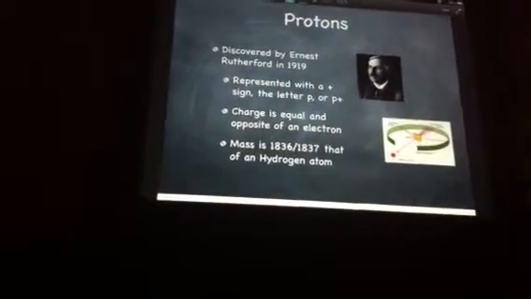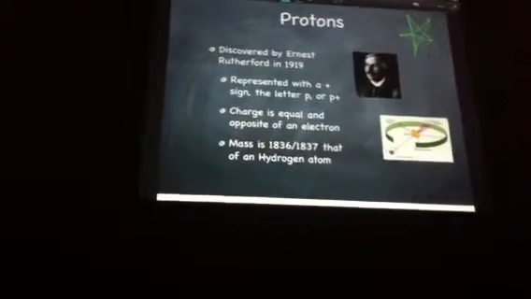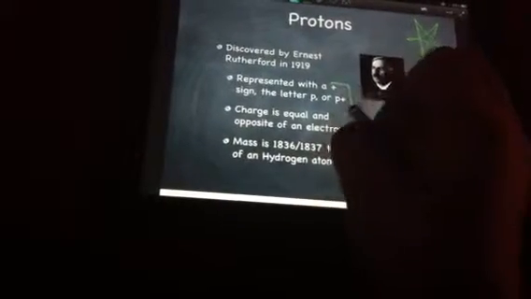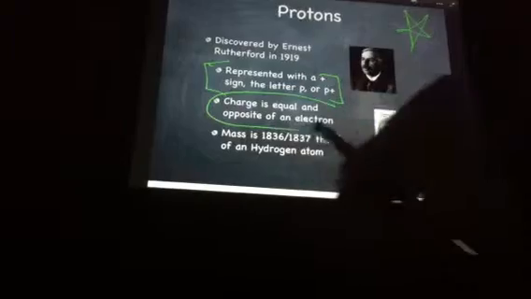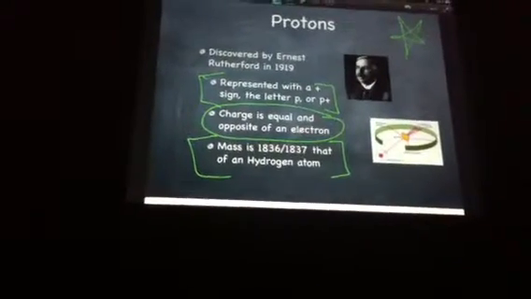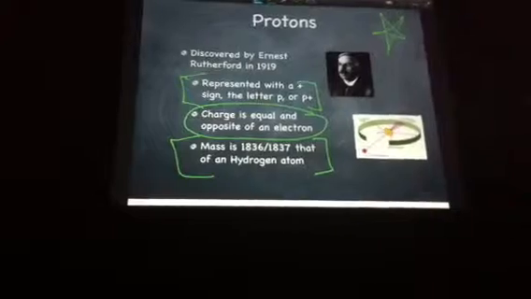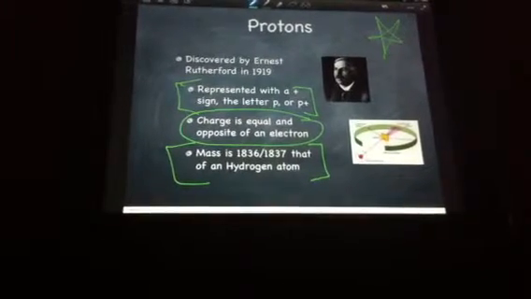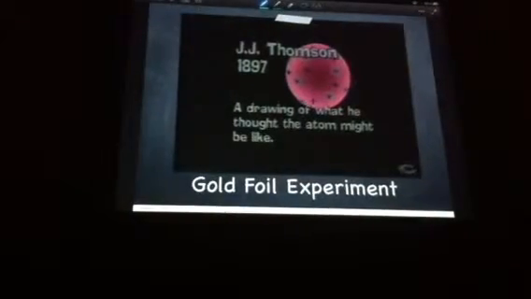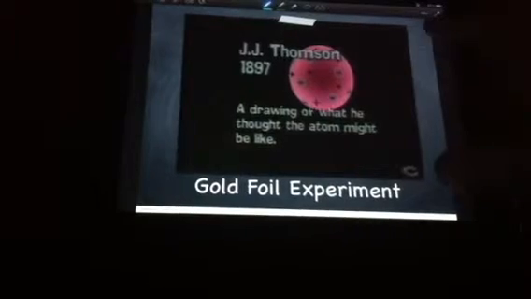Protons, discovered by Ernest Rutherford. You should know his experiment. It's called the gold foil experiment. Again, we're going to represent a proton with a positive sign, with a p or a p positive. The charge is equal and opposite of an electron, but please note here that the mass is 1836/1837 that of a hydrogen atom. So they may be totally different in their masses, but they are equal in charge between the electron and the proton. Okay, you'll watch the gold foil experiment later.